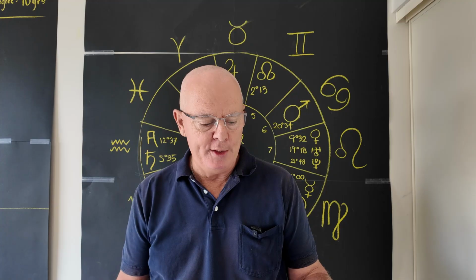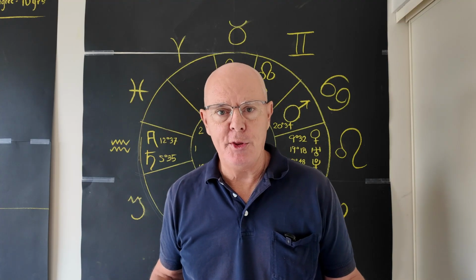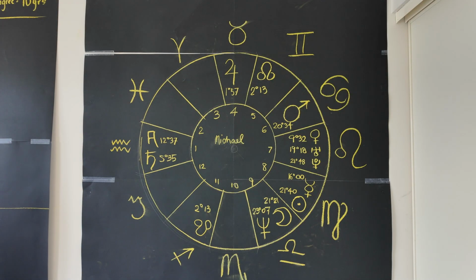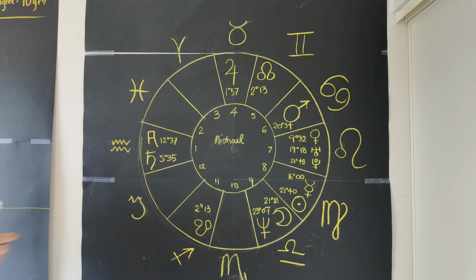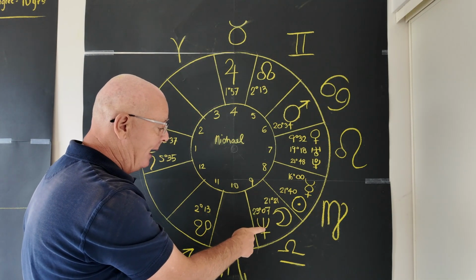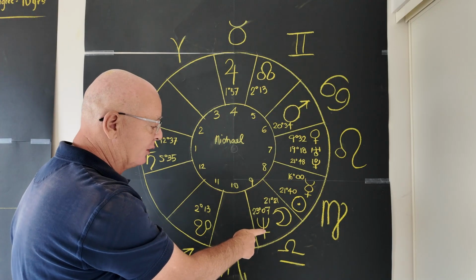So we started with the Mars square the moon. And that angle is 90 degrees, with a difference of 0 degrees and 47 minutes. The next aspect is here, Moon and Neptune, which is a conjunction.